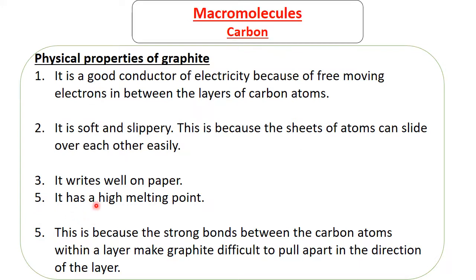This is number 4. So it has a high melting point. The reason is because the strong bonds between the carbon atoms within a layer make graphite difficult to pull apart in the direction of the layers. So what this point is trying to say is, if you take a look at each of the layers, there are many bonds there. So to break those bonds, it needs a lot of energy. But the bonds between the layers, between the sheets, they are very weak. But within a sheet or within a layer, you need a lot of energy. Therefore, this gives graphite a high melting point.